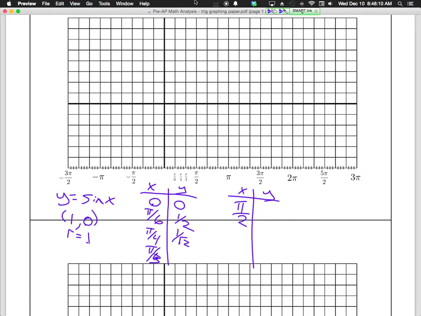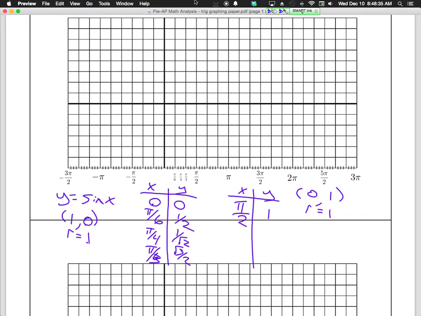Pi over 3 is 60. What's sine of 60? Square root of 3 over 2. Then we get to pi over 2. What type of angle is pi over 2? Quadrantal. What's my ordered pair there? 0, 1. My R is 1. Definition of sine? Y over R. So 1 over 1 means I get 1.